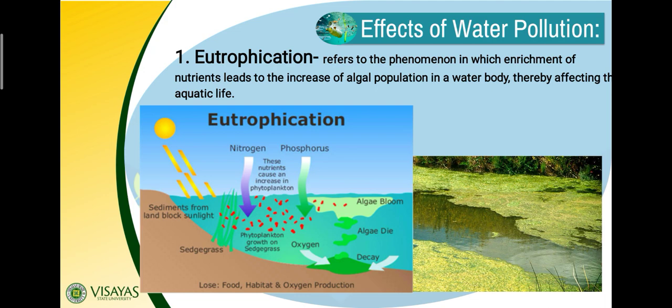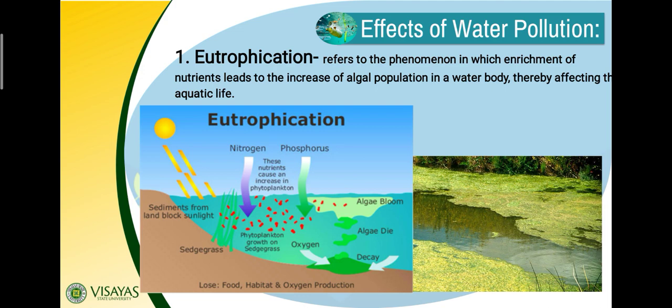In the previous slides, you have learned that the causes mentioned may lead to the pollution of water and eutrophication as well. So now the question is, what is eutrophication, class? Eutrophication refers to the phenomenon in which enrichment of nutrients such as the nitrates and phosphates from waste leads to the increase of algal population. When nutrients increase, these are then consumed by the algae.